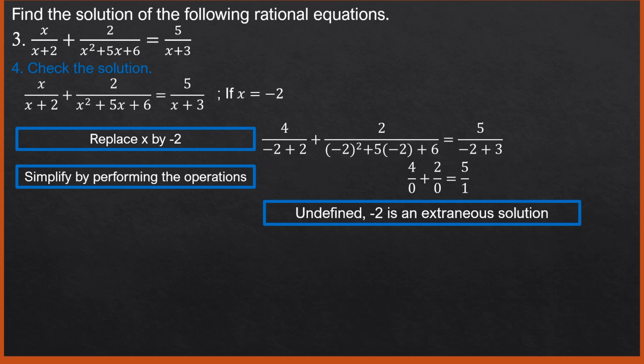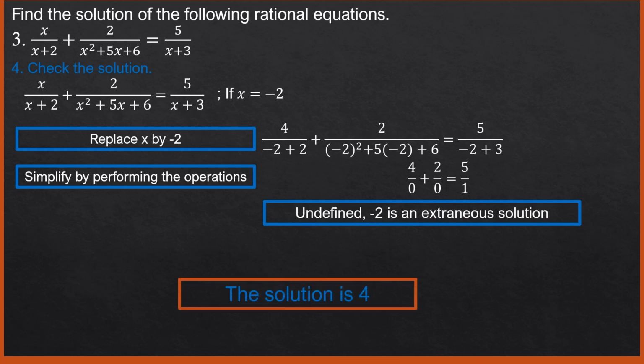Therefore, negative 2 is not a solution, and it is called extraneous solution. And looking at our computation, we can now say that the only solution of our rational equation is 4.